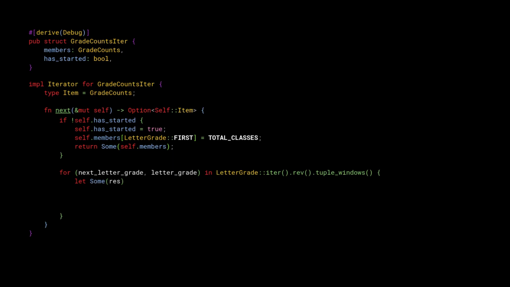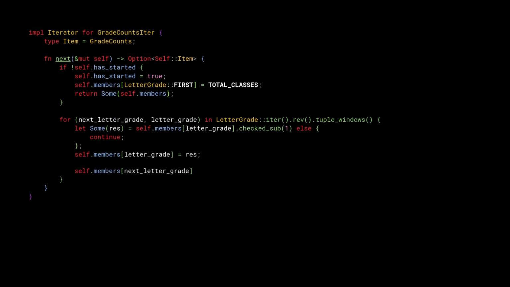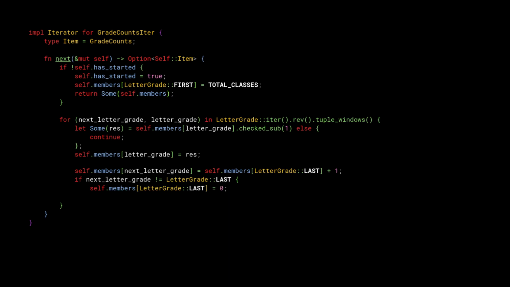The first step is to find the rightmost non-zero value and subtract 1 from it. Because all the values are unsigned integers, we can just do a checked subtraction and continue through the loop until it does not return none. Once one is found, we set the value of the next one to the last value plus 1. However, before we reset the last value to 0, we need to make sure the next letter grade isn't referring to the same location. Now we can finally return the result. If the for loop finishes without ever returning a result, this means all 40 of the classes were in the last grade, so there was nothing to change, and the iterator is finished.